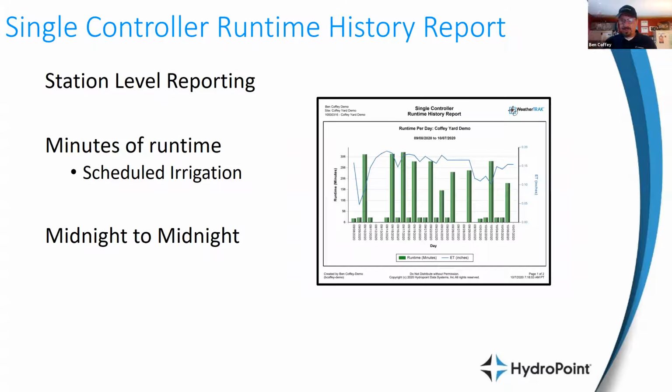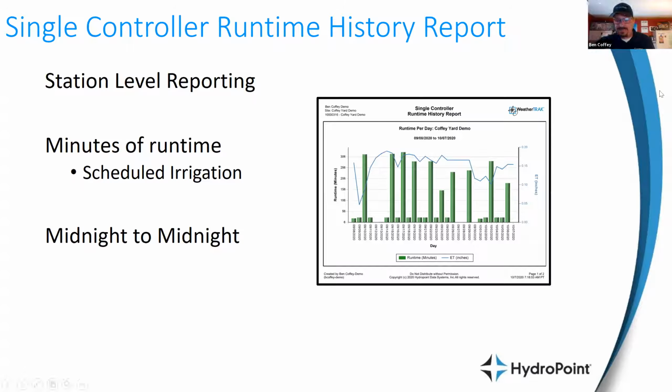First and foremost, the most simple report. Single controller runtime history report. This is actually my yard that you're looking at here. And with all WeatherTRAK reports, we believe that what you're trying to do with a report is have a conversation, right? You're trying to convey to either a customer or a contractor or somebody out there what's going on with their site. So the first thing we always do is put the information contained in the report in some sort of digestible format.